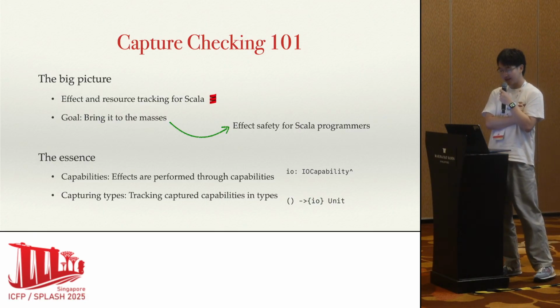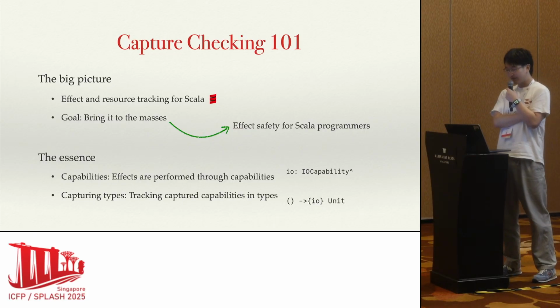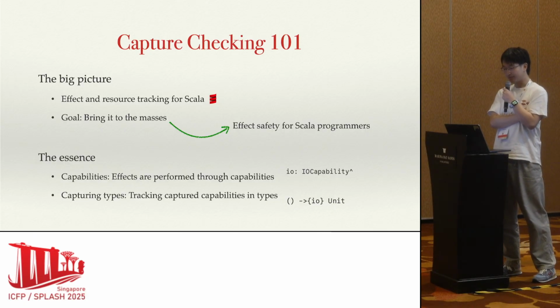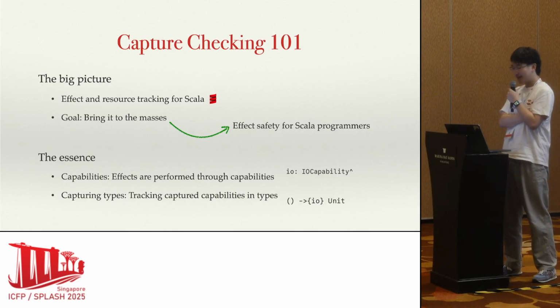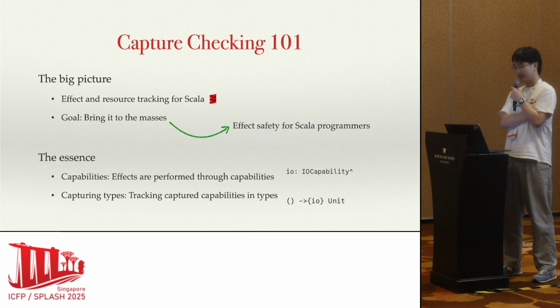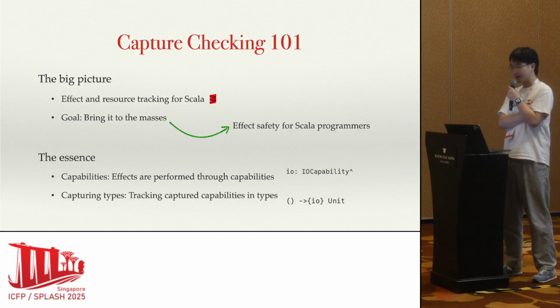And the essence of capture checking is quite simple. First we have capabilities, and all effects are accessed via capabilities. And we represent capabilities as just program variables in our programs. And the second is capturing types. So we augment types to track what capabilities or variables the value will capture. And that's how the type will tell us about the effects of this value.